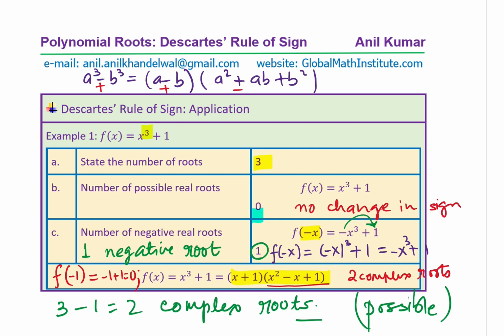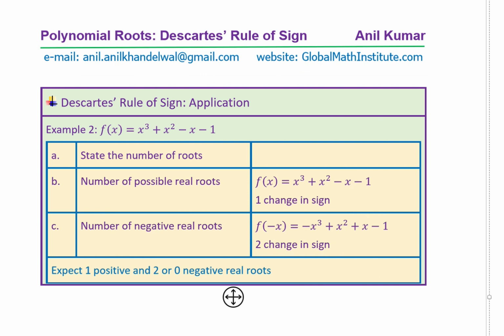Now let's take up more examples. Example number 2. I'd like you to now pause the video, answer this question, and then look into my suggestions. So we'll begin with finding the total number of roots. Since the degree is 3, the total number of roots should be, yes, 3, correct. So that is the maximum number, which includes positive, negative, or complex roots.